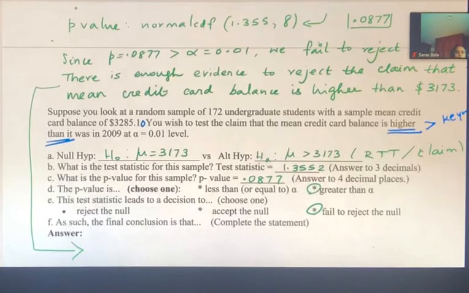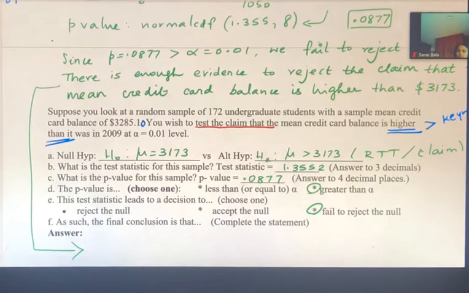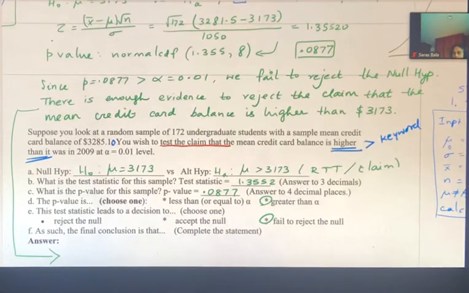Look at that. You wish to test the claim, and I can also underline here, you wish to test the claim that it has increased. Is there evidence? No, because with a stronger probability value, I'm keeping my null hypothesis. When I'm keeping my null hypothesis, my alternative hypothesis is going to be rejected. So that's what I'm saying: there is not enough evidence to support the claim that the mean credit card balance is higher than 3173.